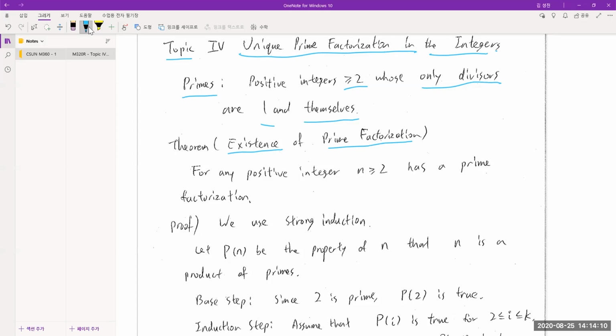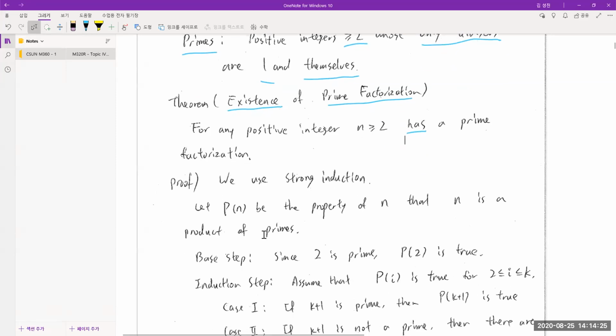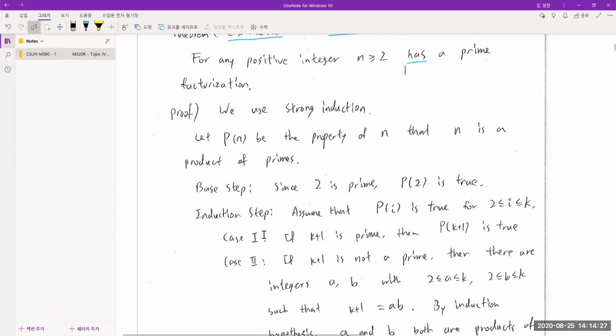The existence part of this prime factorization theorem states that any positive integer n greater than or equal to 2 has a prime factorization. There exists a prime factorization. The proof of this is an application of strong induction. So let P(n) be the statement, a property of n, that n is a product of prime numbers.